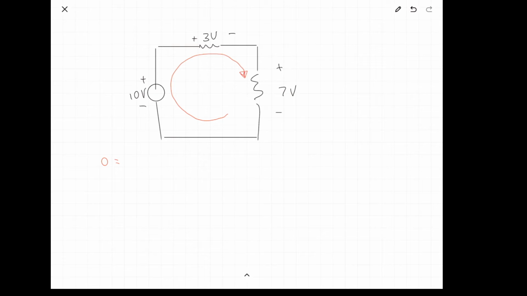And when this loop enters a voltage supply or a component, whichever sign the arrow hits first, that is going to be the sign of the voltage. So this is in fact opposite of the way the basic explanation was. Minus 10 plus 3 plus 7.